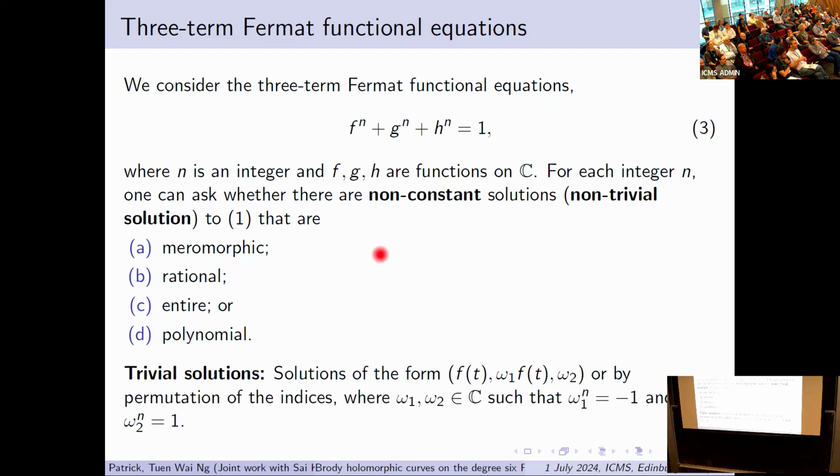So obviously you can find some solution for this functional equation. For example, you would take the first coordinate to be f, and then the second one g to be omega 1 multiplied by f, and the last one is actually a constant omega 2. Okay, and so these omega i satisfy these 2 equations here. Okay, omega 1 to the power n is equal to -1, and then omega 2 to the power n is equal to 1. Okay, so this one will be a solution for this equation, but we will classify it as a trivial solution. Okay, so we would like to look for non-trivial solutions for this functional equation.